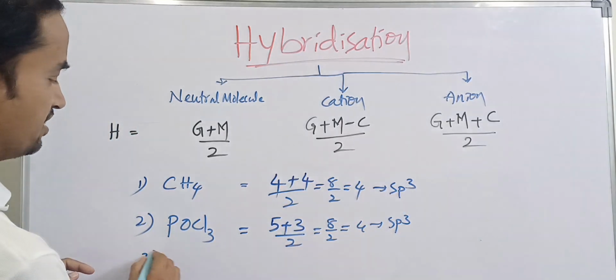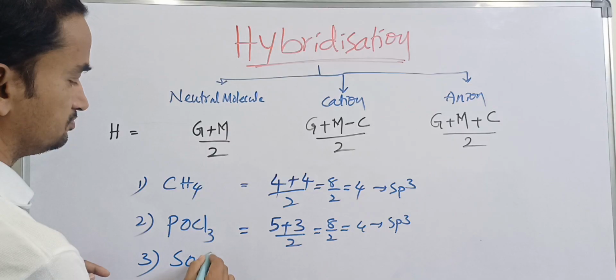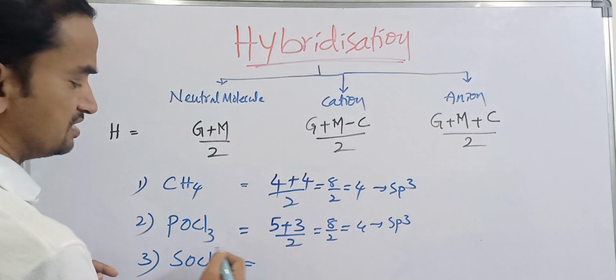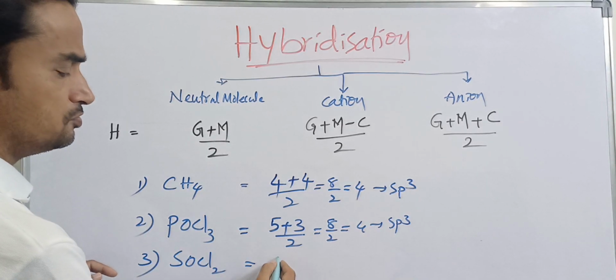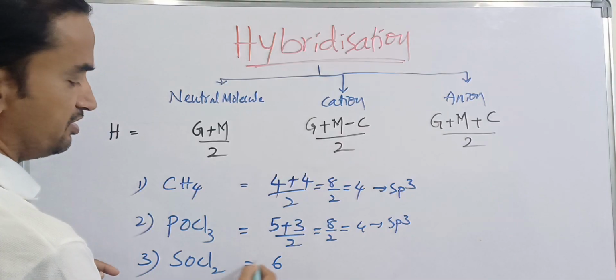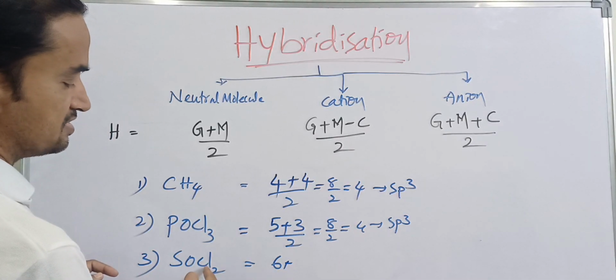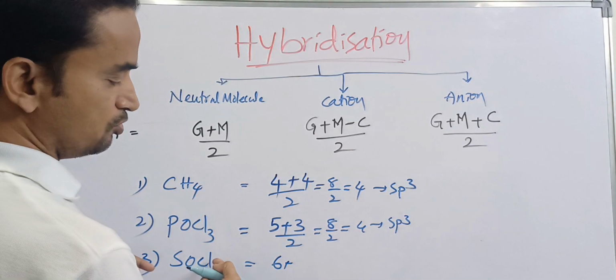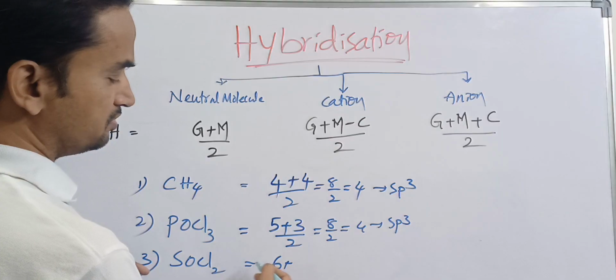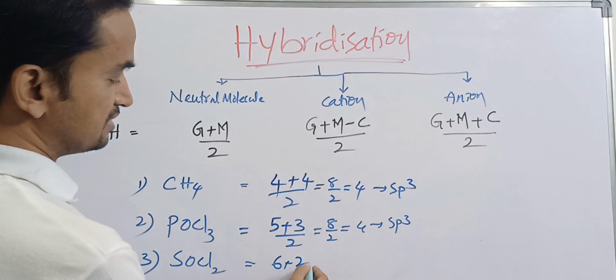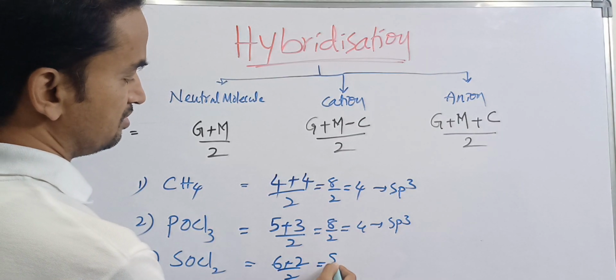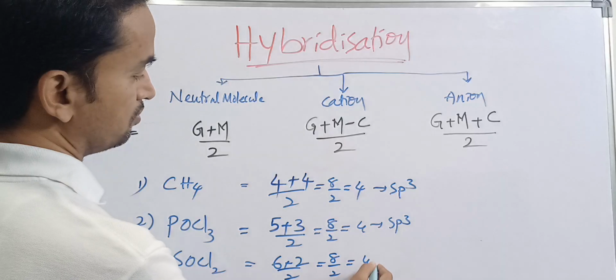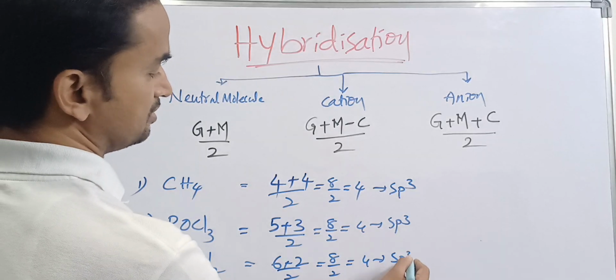Now like that you can say SOCl2. Sulfur belongs to which group? Sixth group. Plus here we are considering only chlorines. Why? Because only those are the monovalent atoms. So how many are there? 2 are there. 6 plus 2 divided by 2, that is 8 by 2, again 4. So you are going to get sp3.